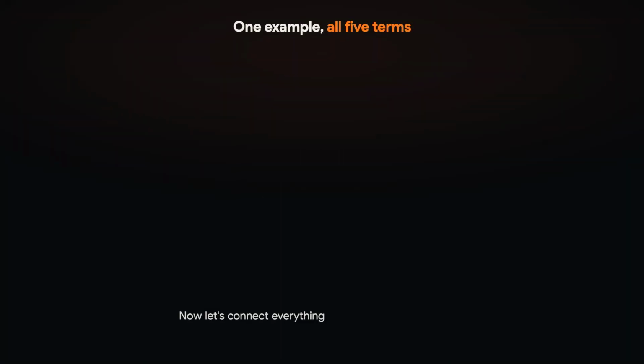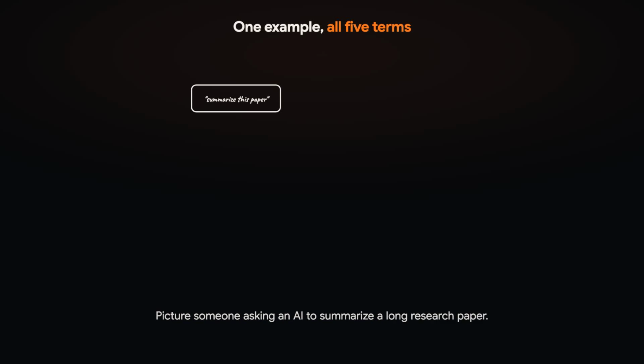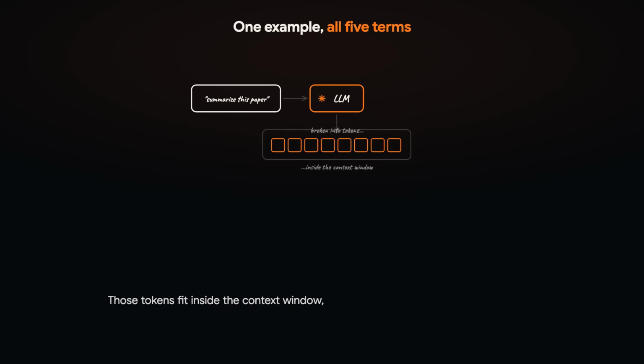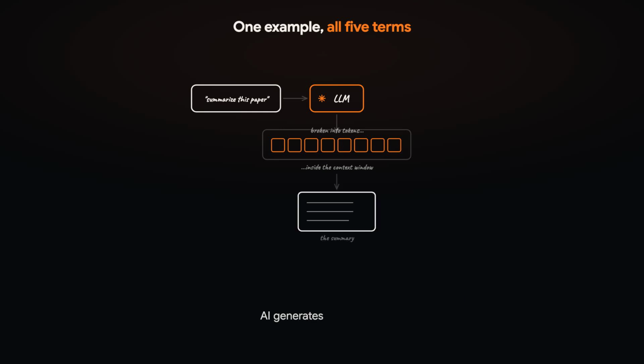Now let's connect everything together with one example. Picture someone asking an AI to summarize a long research paper. First, the LLM reads the request. It breaks both the question and the paper into tokens. Those tokens fit inside the context window, which is simply the amount of information the AI can work with at one time. The AI generates a summary. If it invents a statistic that wasn't actually in the paper, that's a hallucination.